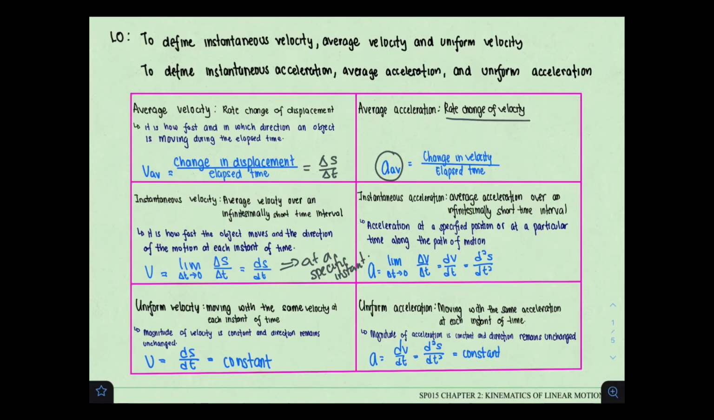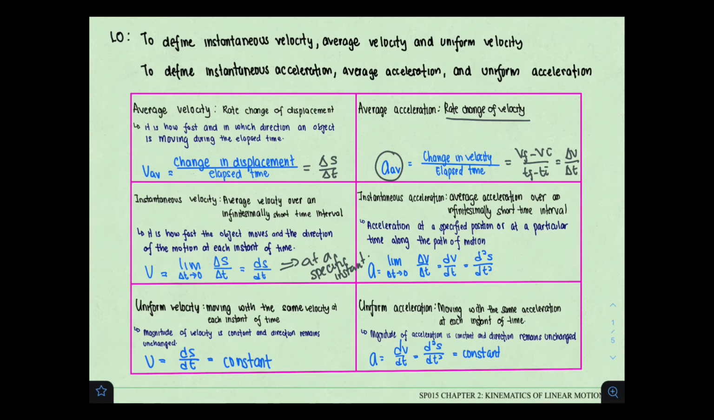Okay, so change in the velocity, which is basically kamu ambil perubahan dalam velocity kamu. Contohnya V final minus V initial divided by T final minus T initial, kamu akan dapat delta V over delta T. So this is your average acceleration. Okay, next adalah instantaneous acceleration.